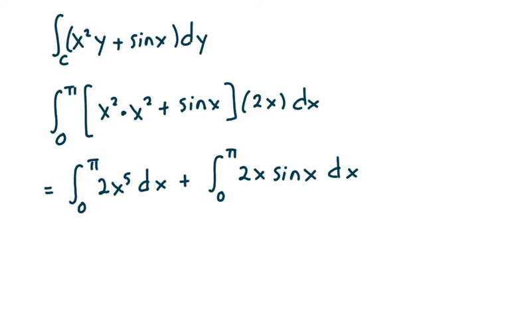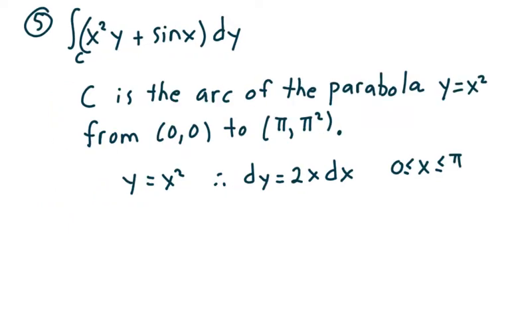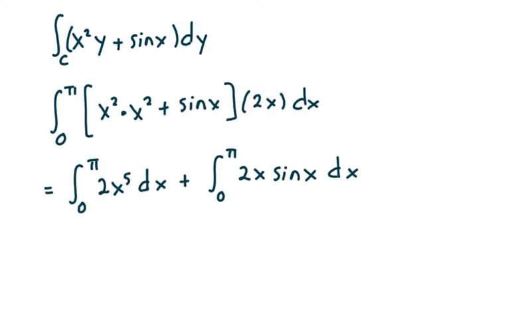So I'm going to take the integral over C of x squared y plus sine of x dy. And that's the integral from 0 to pi of x squared times x squared plus sine of x times 2x dx, right? And that 2x dx came from here. Remember, if y equals x squared, dy is 2x dx. Just like regular substitution. And that's what I have here.